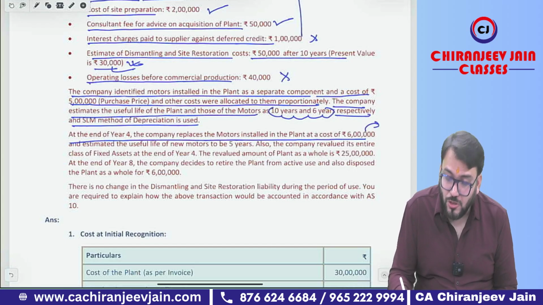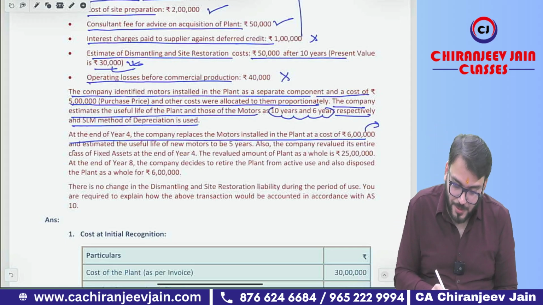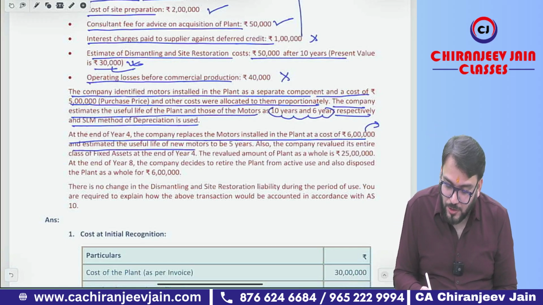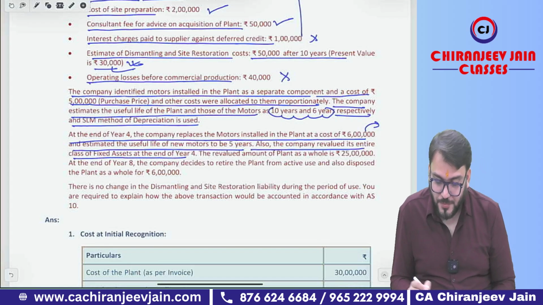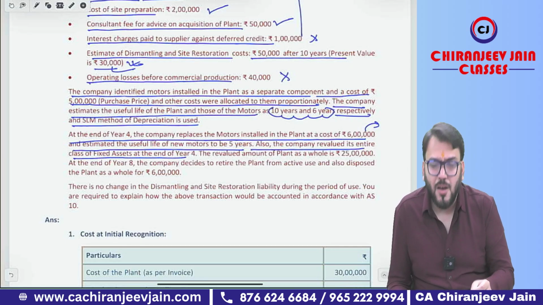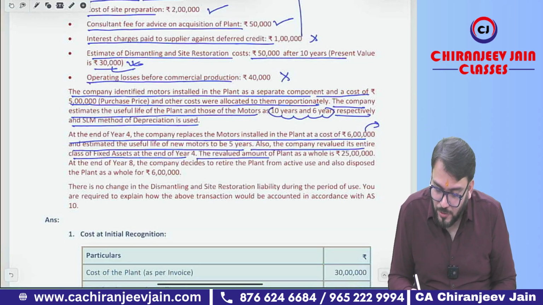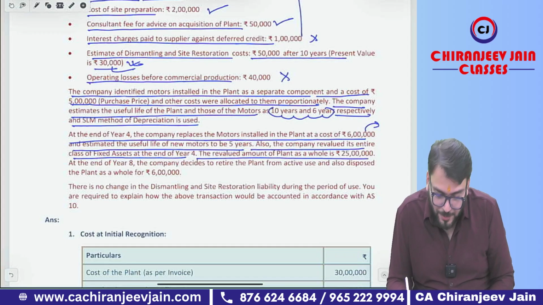lakh. Means the cost of the new motor which is replaced. The estimated useful life of the new motor is 5 years. Also, the company revalued its entire class of fixed asset at the end of year 4. Of course, after replacement, revaluation will be done. The revalued amount of plant as a whole is 25 lakh.